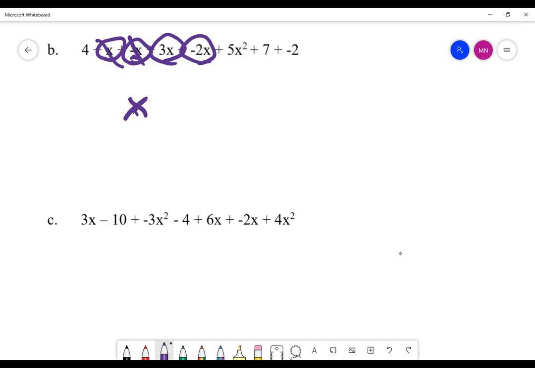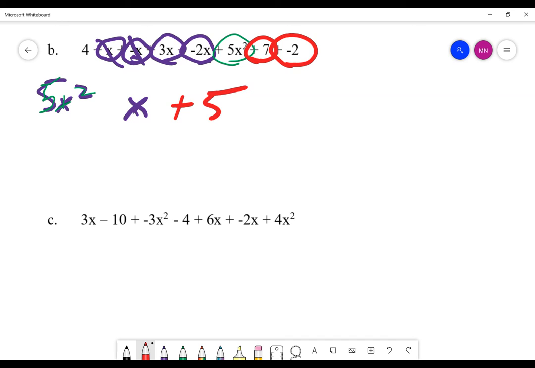And then we have 5x squared. That stands alone over here. And I'll do that in a different color for you. And then we have plus 7 minus 2. So 7 minus 2, that's going to give me positive 5. So this would be my simplified version of what's above.